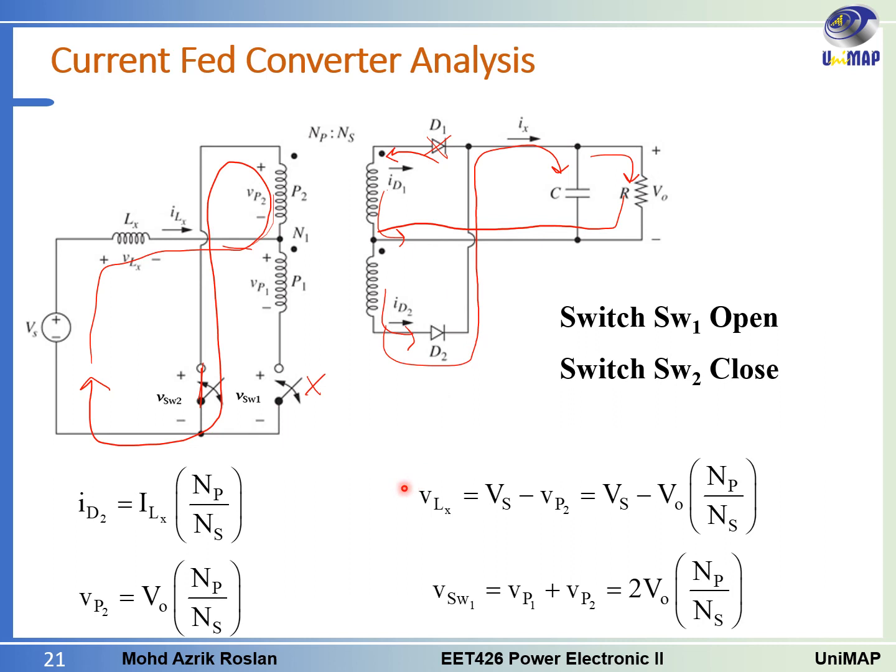And then we have VLX, the voltage across this, which will be equal to VS minus VP2, equals VS minus Vout multiplied by NP over NS. Like in the previous case when we analyzed the switch, this one is also the same. The voltage across switch 1 will be equal to VP1 plus VP2, which is equal to 2 Vout multiplied by NP over NS. So this is the voltage across switch 1.